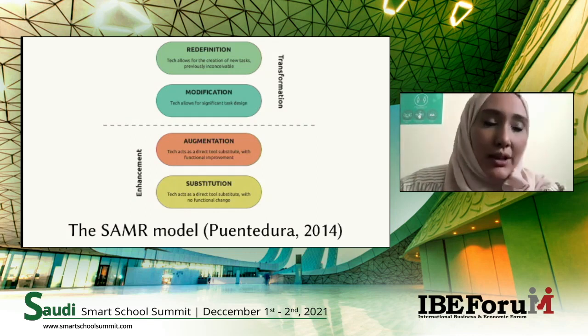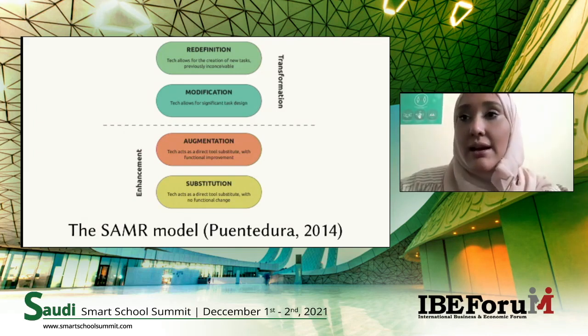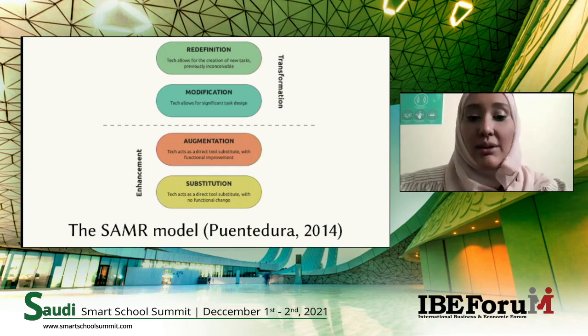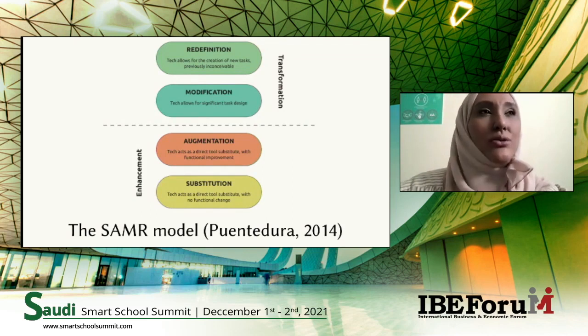For example, imagine you have a paper worksheet and you want to make it digital, and you just scan it and create a PDF. That is the lowest level of the SAMR model, which is substitution. The tech is acting as a direct substitute, but there is no functional change.